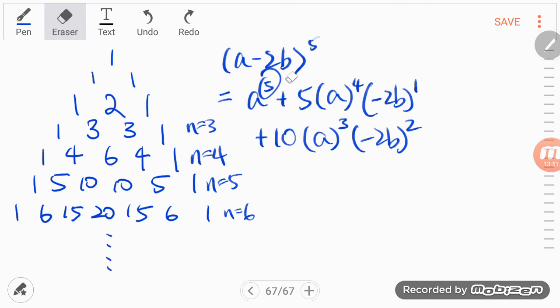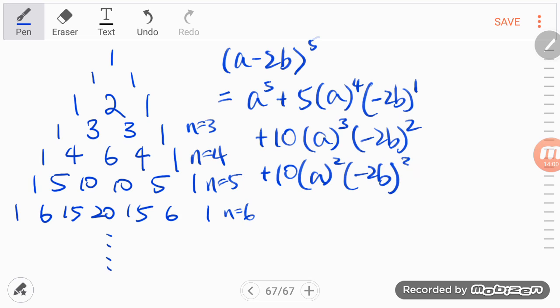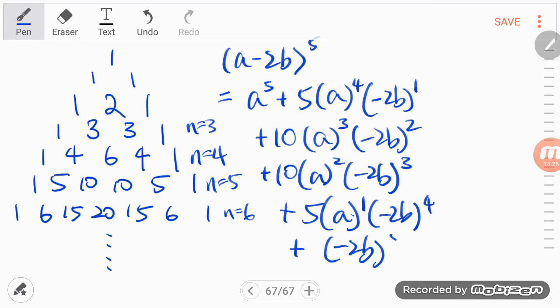Okay? Let me erase that. Not done yet, almost. Plus 10a squared, negative 2b to the power of 3. That's from here, the 10. Next is the 5 there, so plus 5a to the power of 1, negative 2b to the power of 4, and finally plus the 1, which I'm just not going to write. A to the power of 0 is also a 1, so I have negative 2b to the power of 5.